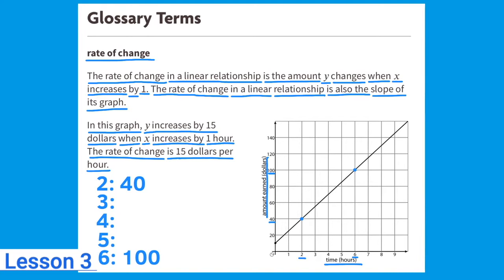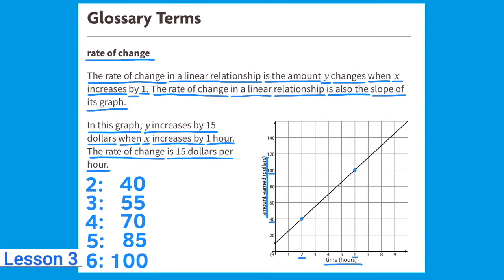Let's start from the second hour. $40 plus $15 equals $55. $55 plus $15 equals $70. $70 plus $15 equals $85. And finally, $85 plus $15 equals $100. So far, it checks out just fine.